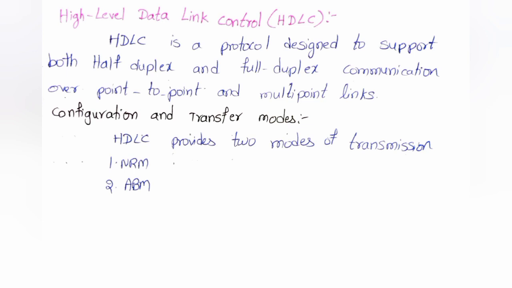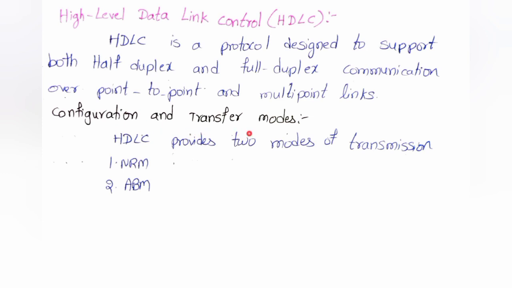Point-to-point is a one-to-one network. That means it acts between only two devices. Whereas multi-point means the connection will be established between multiple number of devices.